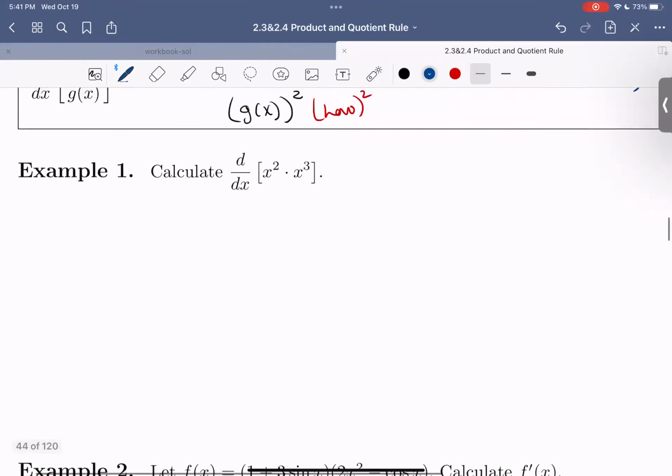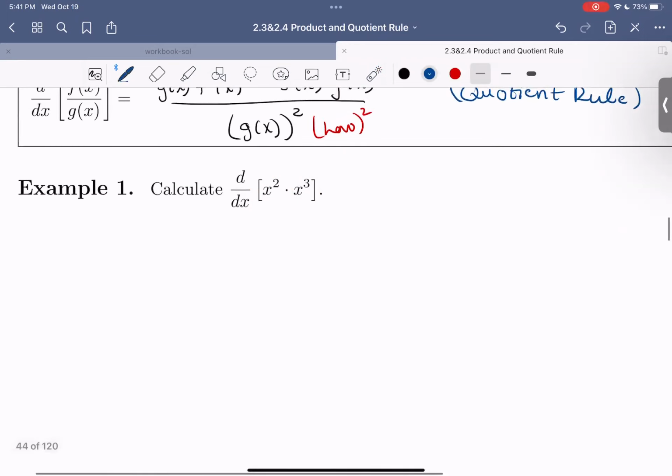So in example 1, we're asked to compute the derivative of x squared times x cubed. So we can see this as a product of two functions, x squared times x cubed. So here, our first function, f of x, would be x squared. Our second function, g of x, is x cubed.